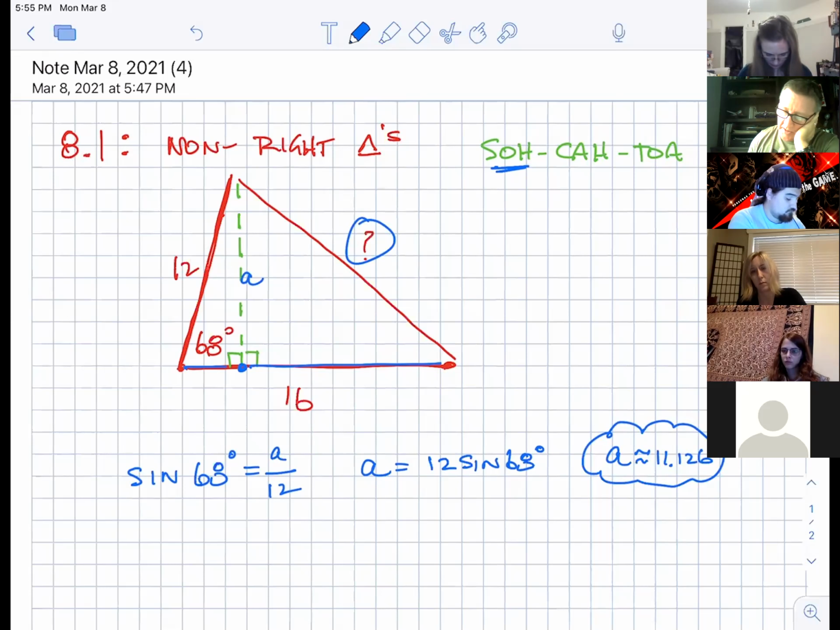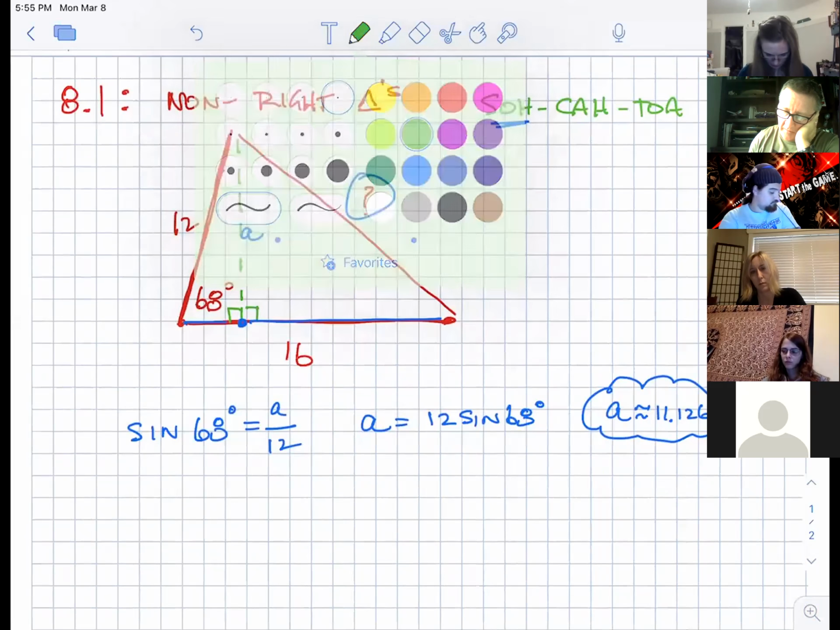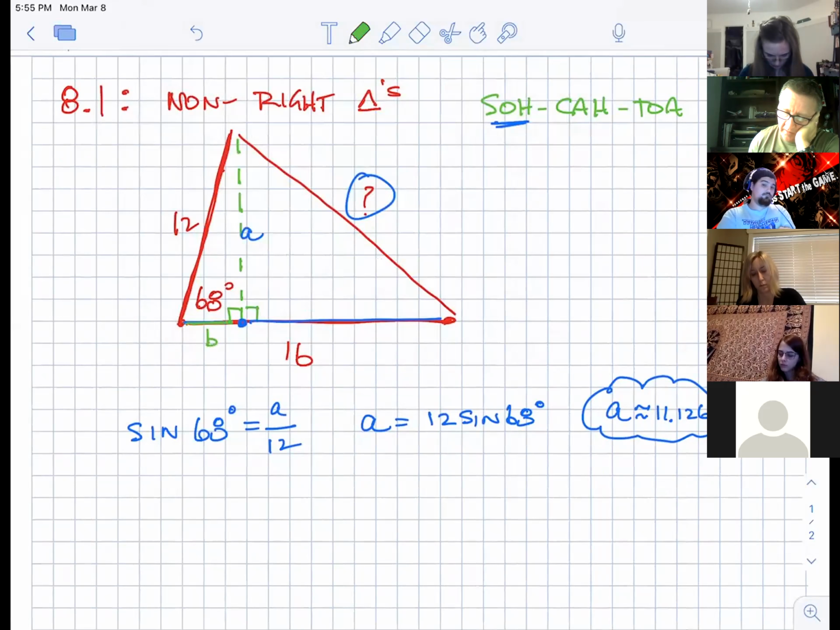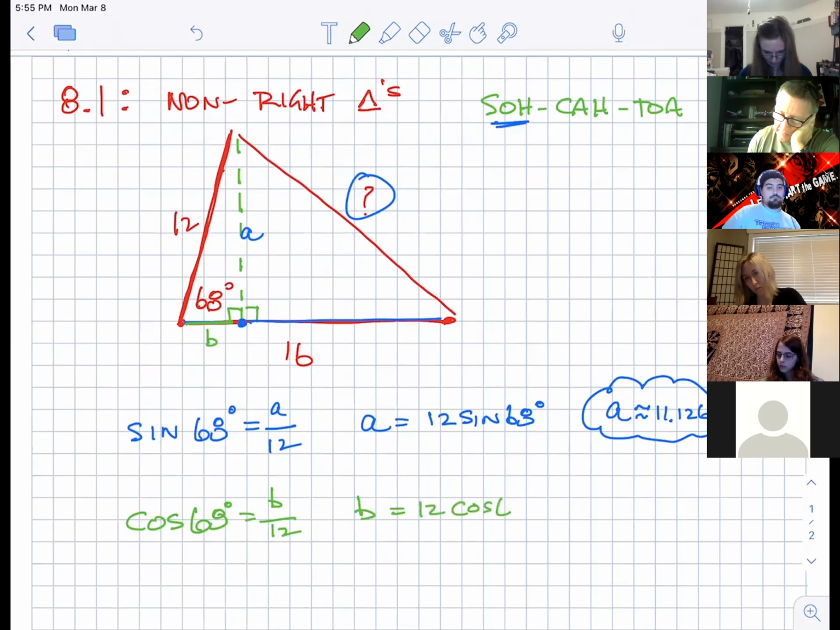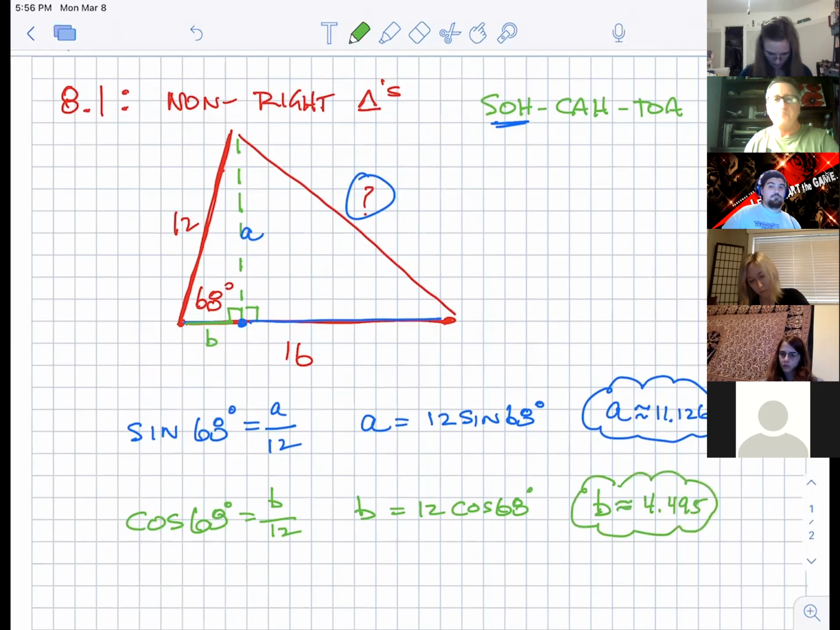And in the same logic, could you not find this length over here, which I guess I'll call B, that length? Wouldn't that be cosine of an angle is adjacent over hypotenuse? And so I could multiply both sides by 12. And in a similar way, I could know what B is. And I got 4.495. You're getting decimals that go on forever, so you're sort of having to round them off. Again, in a sense, all worthless because that is not what I asked for.